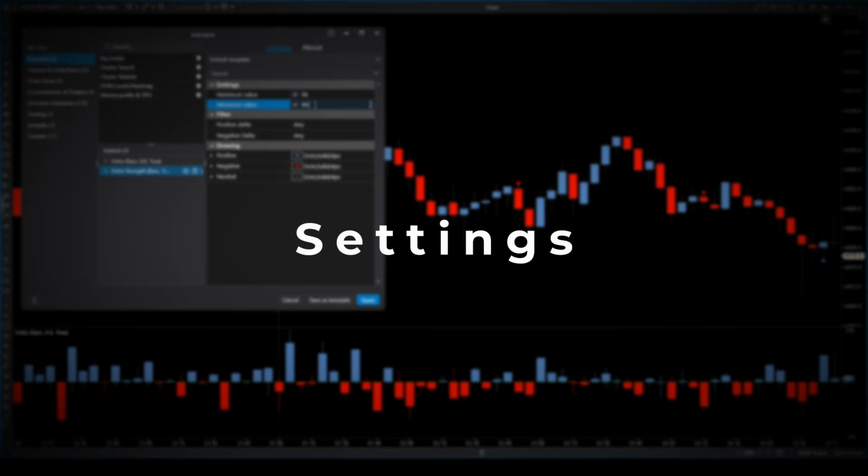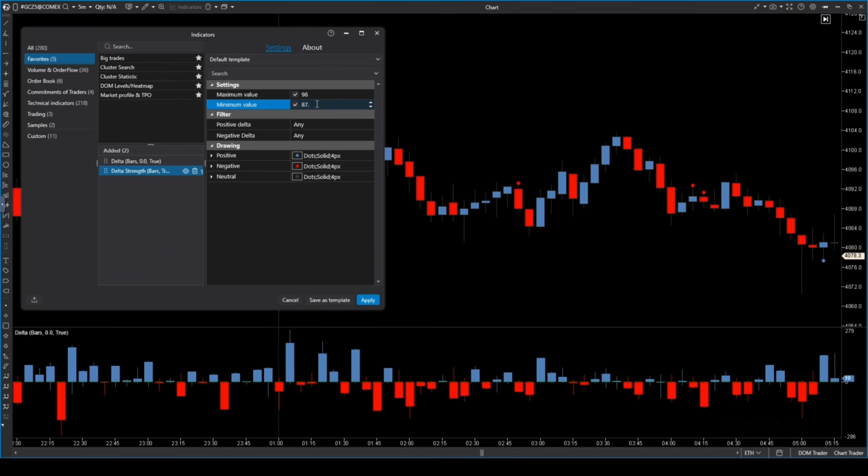The main settings are as follows. The filter thresholds are the minimum and maximum values, by default 90 and 98%. These are your gates for filtering signals.